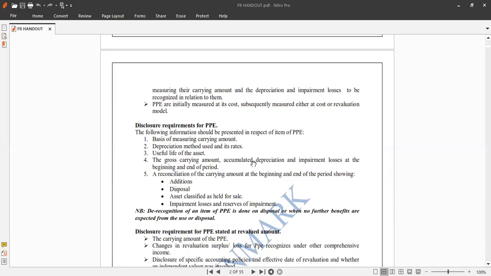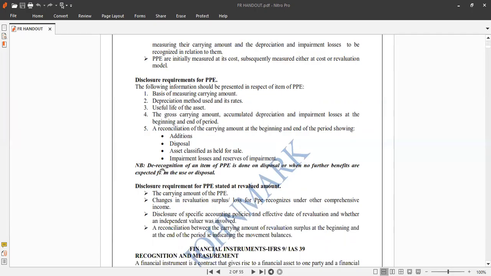Also the gross carrying amount, accumulated depreciation, impairment losses at the beginning and at the end of the period, as well as reconciliation of the carrying amount. That in short is the PPE movement schedule. You show the additions, disposals, assets classified as held for sale, impairment losses and reversals of impairment.